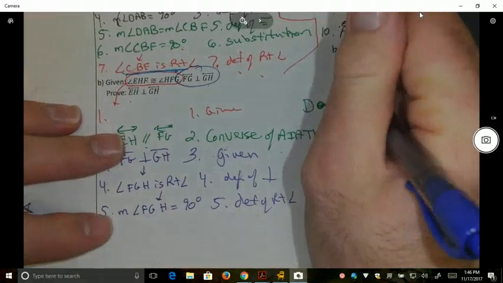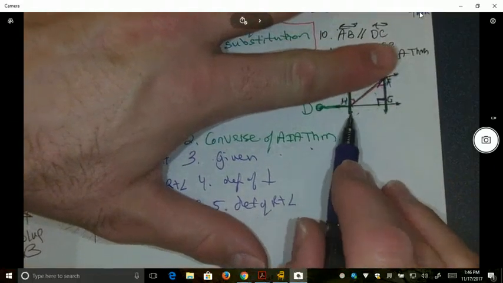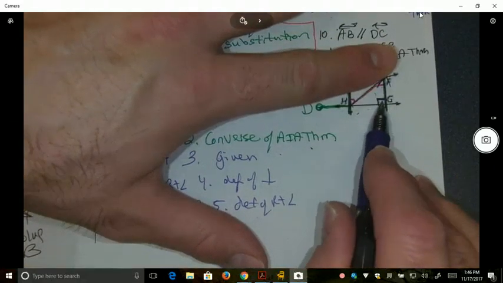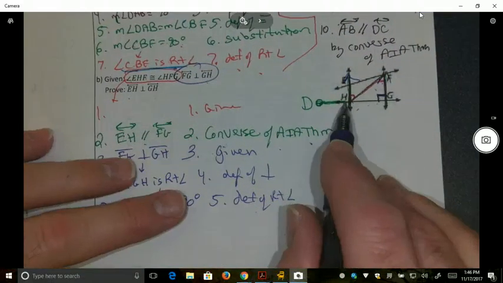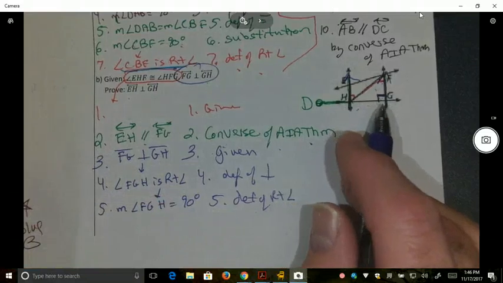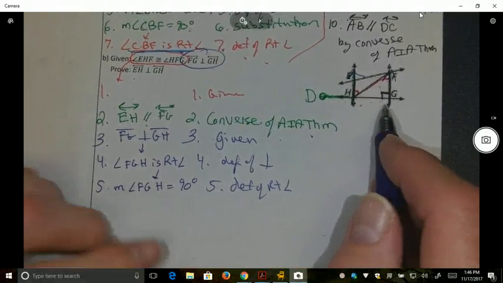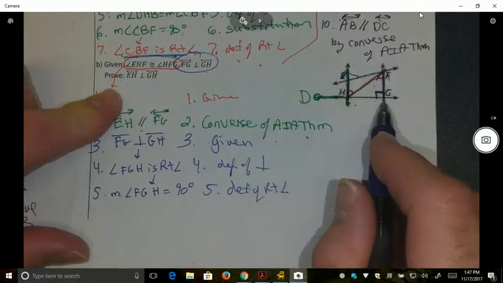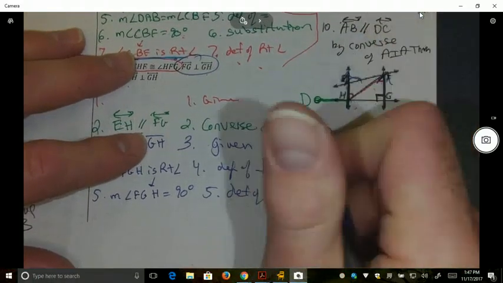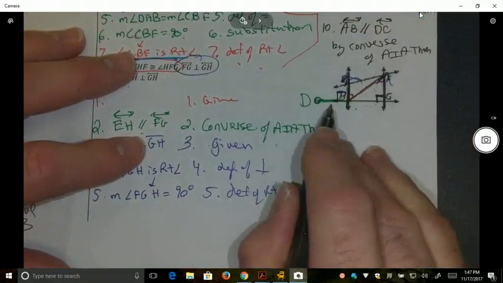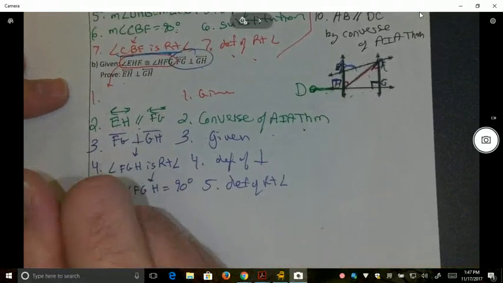Since we now have established that these lines are parallel, and this is our transversal between the two parallel lines, if this is 90 degrees, this has to be, wait, no, we're trying to prove those are parallel. We're trying to prove EH and FG. No, we're not. We're trying to prove EH and GH are perpendicular, so that's okay. We already did establish those lines were parallel. So I can now put a right angle here. Well, at least I know that those two angles are congruent. So that's going to be my next line.